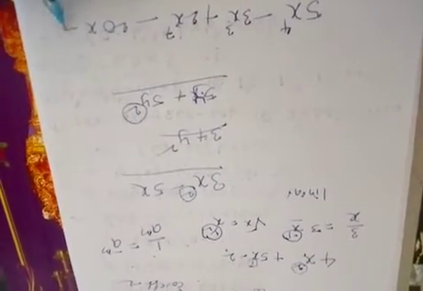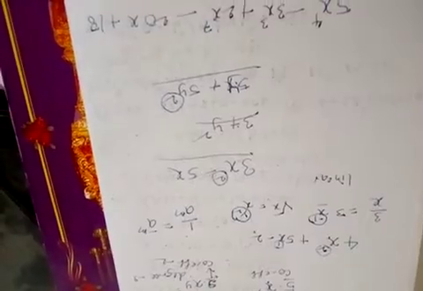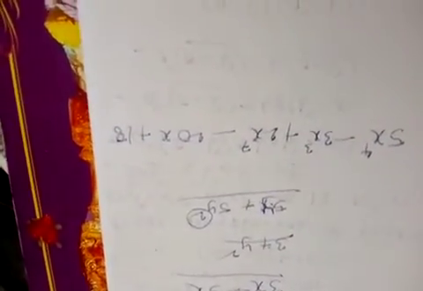I am writing 5x power 4 minus 3x power 3 plus 2x power 7 minus 20x plus 18. How many terms are there? 5 terms. So with more than 3 terms, that polynomial is called a multinomial. Sometimes you can see in general life a multi-specialty hospital.